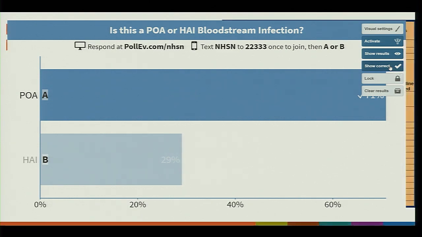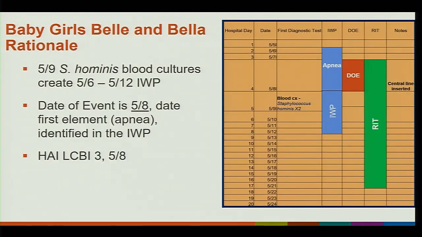All right, let's look at it. On 5/9, Staph hominis blood cultures were collected times 2. You have a central line that was inserted on 5/8. The date of event is 5/8, and your IWP is created, which is 5/6 through 5/12. Apnea is noted on 5/8. 5/8, again, is your date of event, because that is your first element used to meet the site-specific infection.